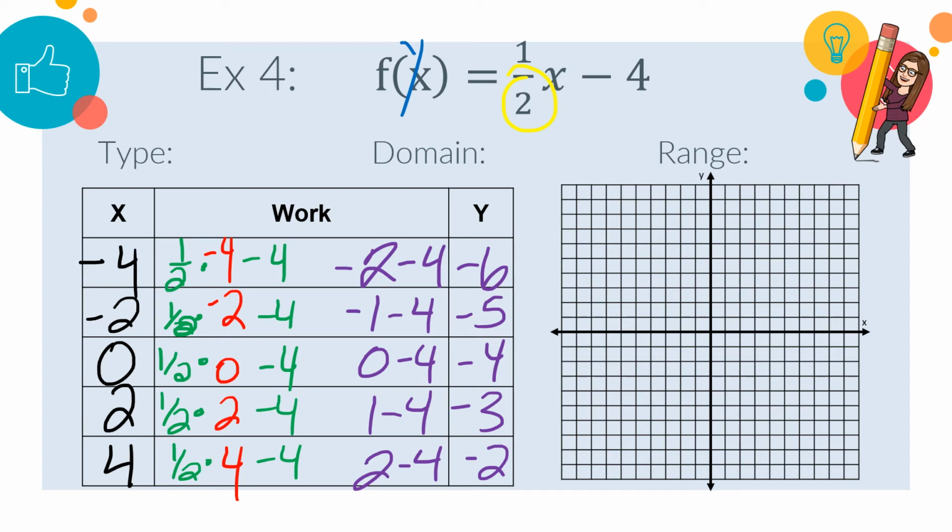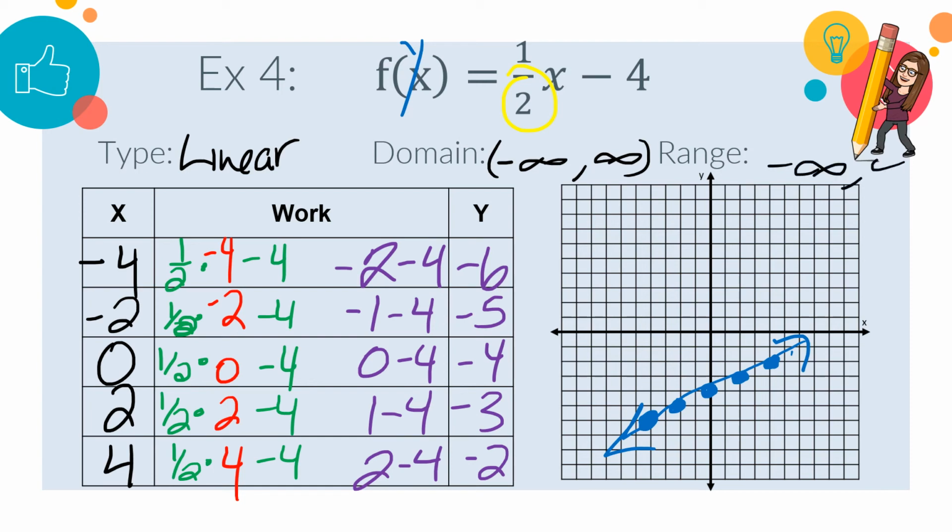Let's graph the dots. -4, left 4, down 6. -2, -5. 0, -4. 2, -3. 4, -2. We're going to draw a line, draw arrows, and identify that again we have a linear function that goes left to right forever and bottom to top forever.